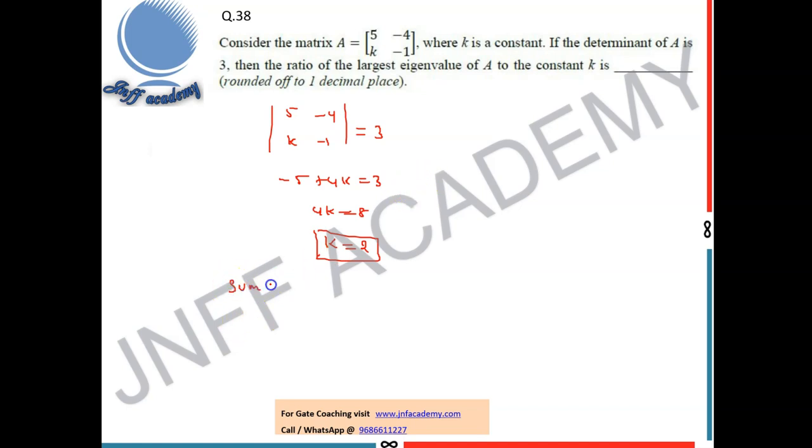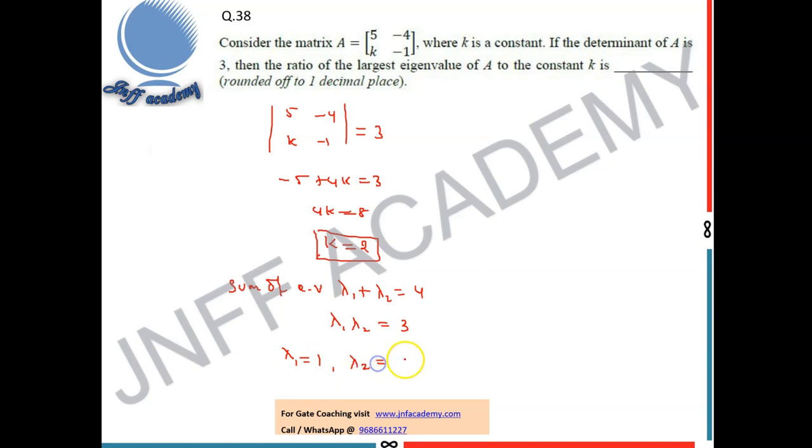So sum of eigenvalues, lambda 1 plus lambda 2, equal to the sum of the principal diagonal elements. We know that one property, that is 4. And the product of eigenvalues, lambda 1 into lambda 2, equal to the determinant. Determinant is directly given, that is 3. So what is lambda 1 and lambda 2? You have to assume some numbers, 1 and 3.